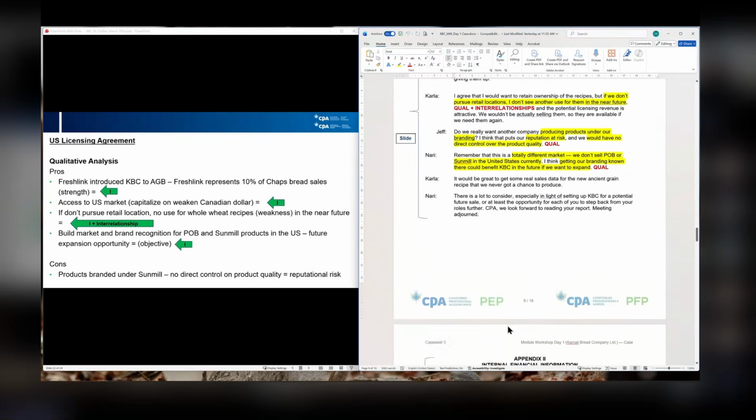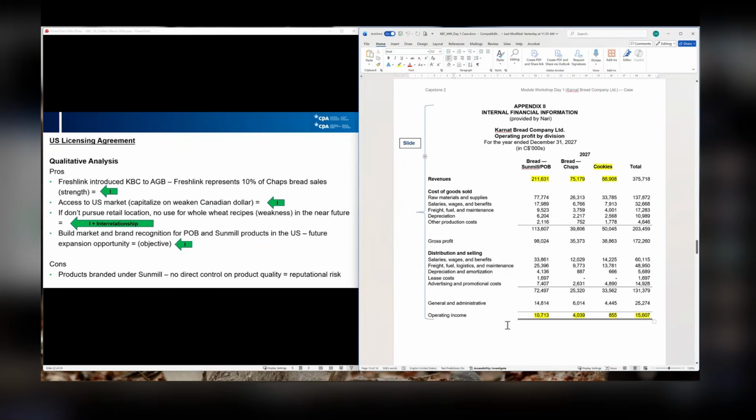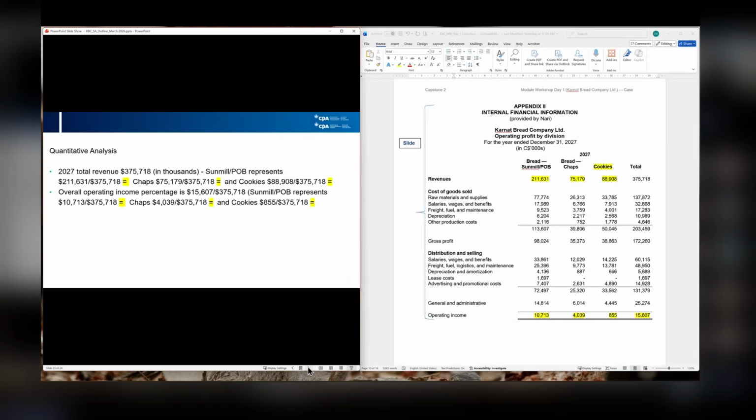So at this point, we've now extracted all of the relevant information from the board discussion, the board meeting. The next appendix we have is we're going to use this information for our quantitative analysis, part of our situational analysis. So we've got information, revenue from the different divisions and the operating income.